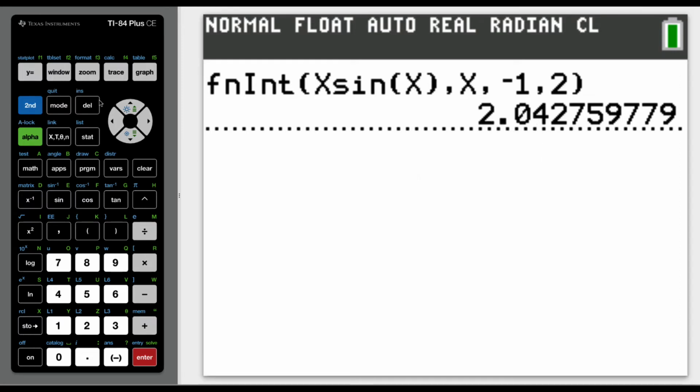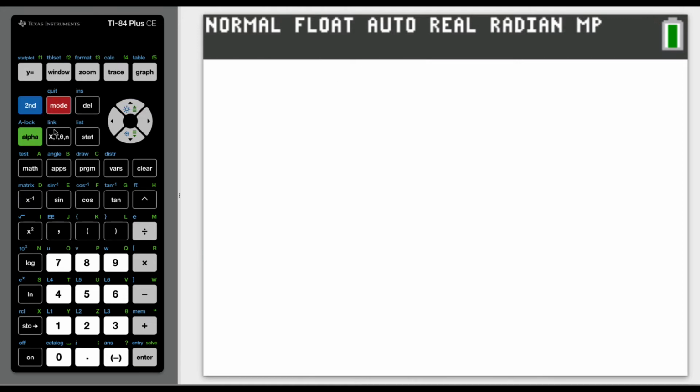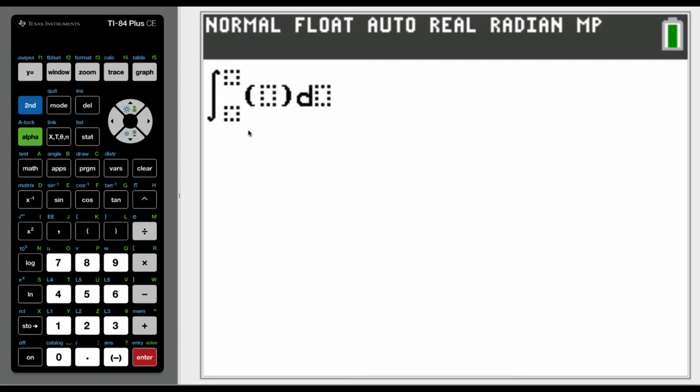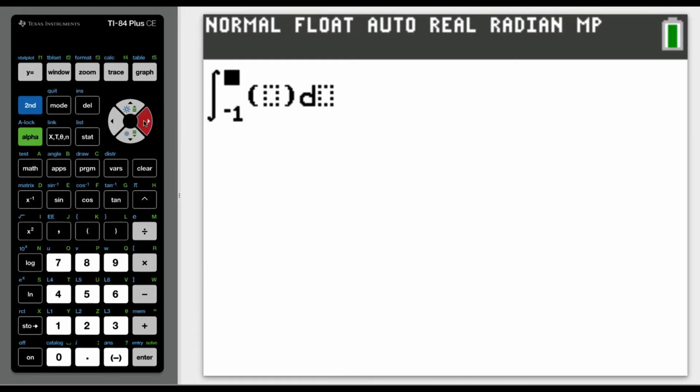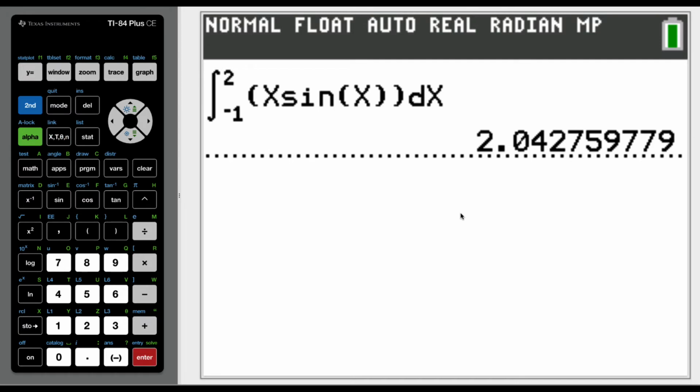Now I'm going to switch my calculator over into the newer mode so we can see what that looks like as well. So now if I hit math and go down to that numerical integrator, number 9, it's going to put the actual integration symbol in there. So our lower limit was -1. Our upper limit was 2. Our function was x sine of x, close up the parentheses that opened up for the sine, and then our variable that we're doing the integration with respect to is x. Now if I hit enter, I also get an answer of about 2.04.